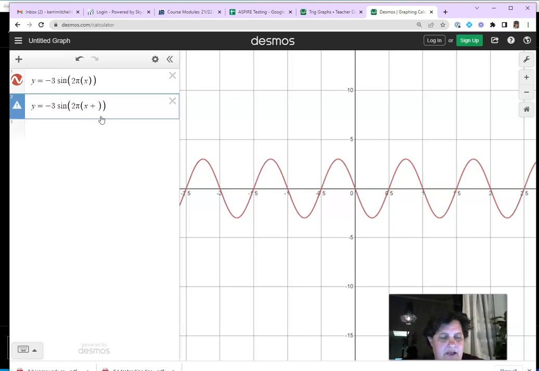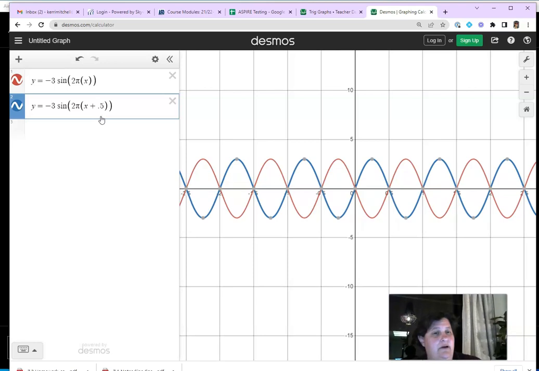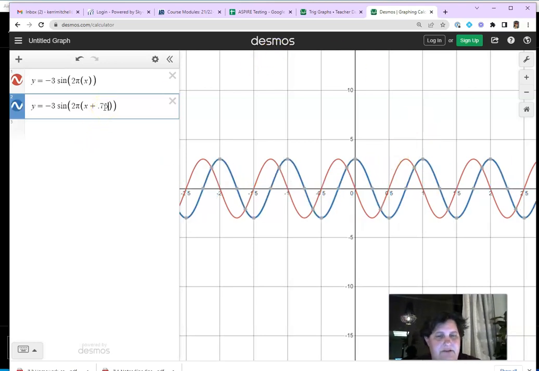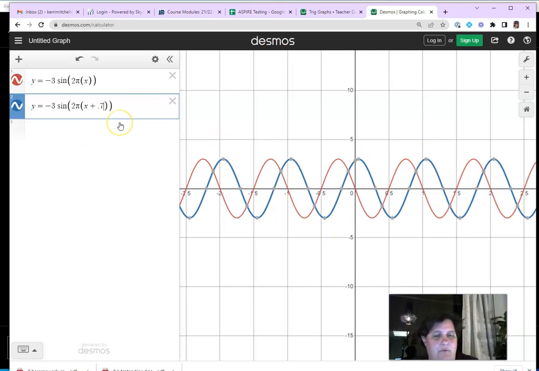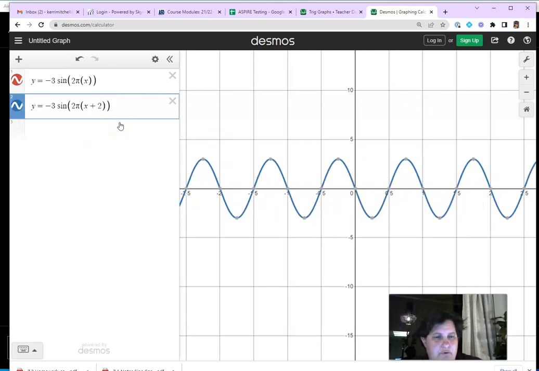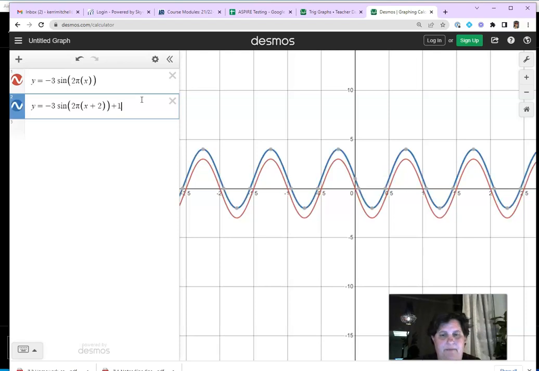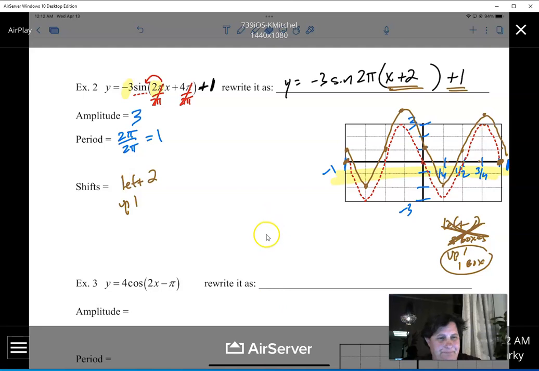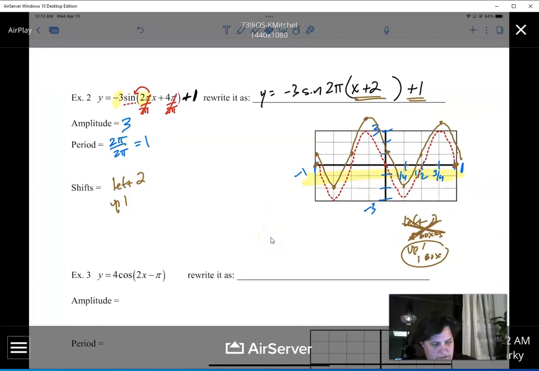Now, if I went by plus a half, now it moved over a space. Or if I went plus 3/4, it moved over a little bit. But when I go plus 2, it's literally the same graph because it's not really making a shift at all. But then when I put plus 1 at the end, it moves that graph up 1. All right? So we'll work on a little bit more of this stuff later. This is just kind of an intro thing here.